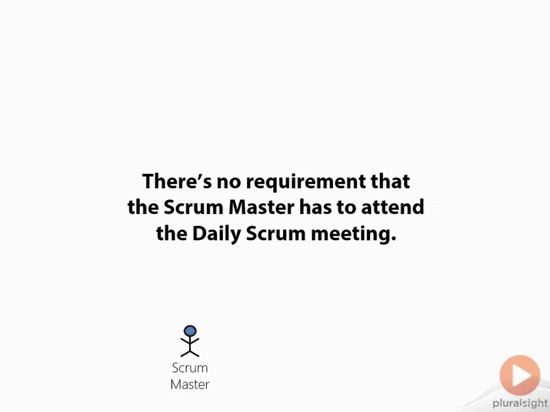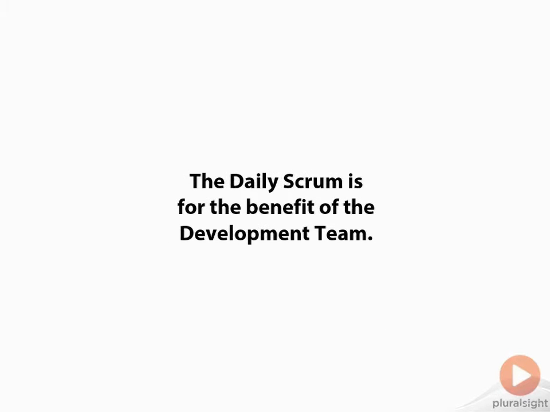And speaking of that Scrum Master, one of the things that is sometimes surprising to teams is that the Scrum Master doesn't actually have to attend the Daily Scrum meeting. There's no requirement that that person has to even be there. And the reason why is that the Daily Scrum is for the benefit of the development team. So the people that are doing the work, they're not reporting status to the Scrum Master or anything like that. It's a self-organization kind of thing.